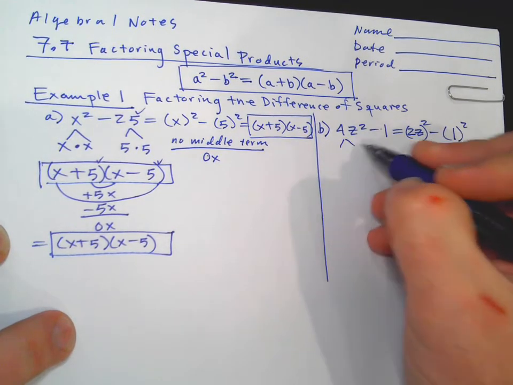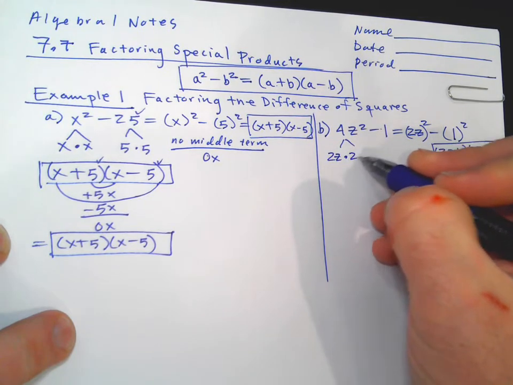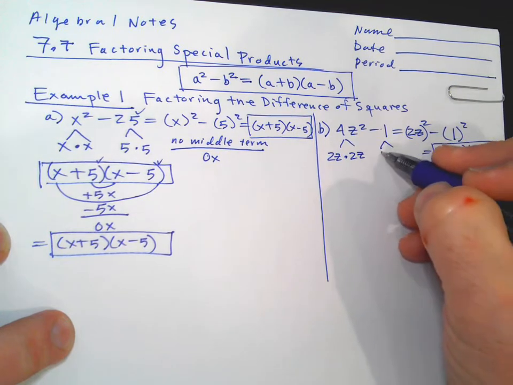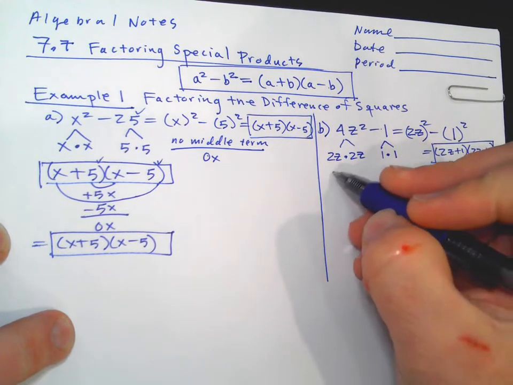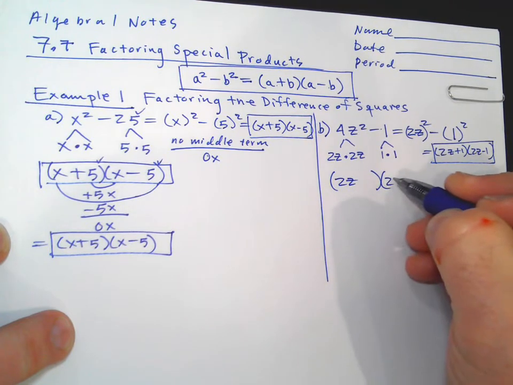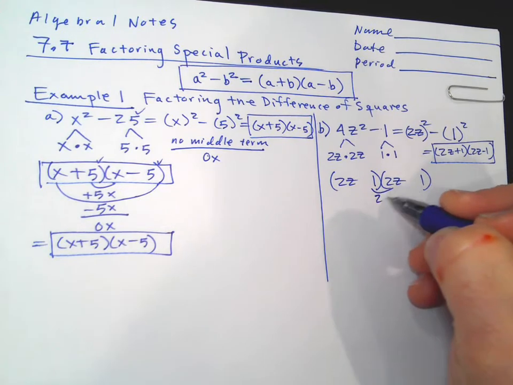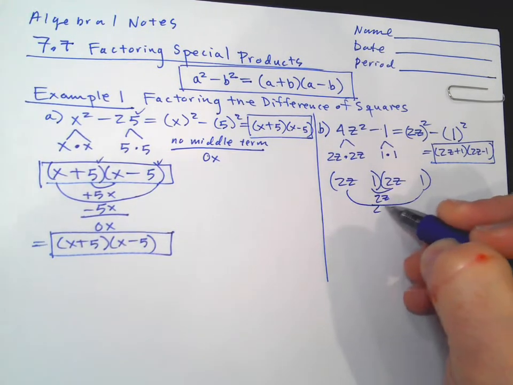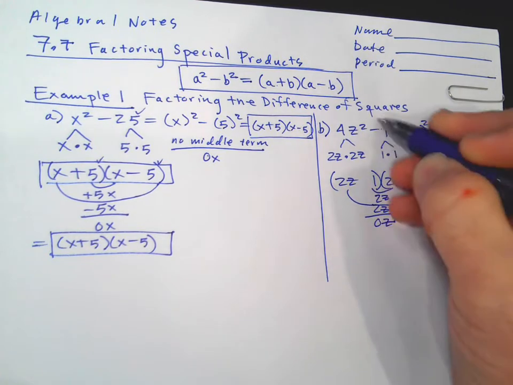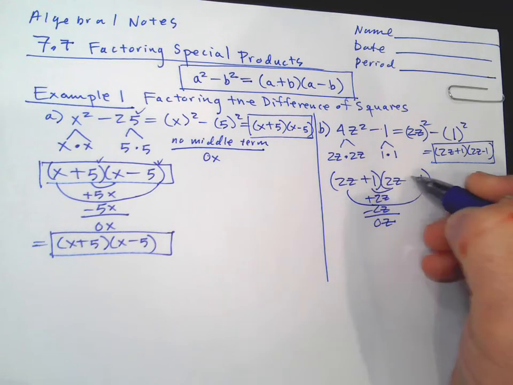But we could also do it like, well, how do we get 4z squared? And one way is 2z times 2z. You could also do 1z times 4z, but how do you get 1? 1 times 1. And so then we write our binomials, 2z, 2z, 1 and 1. That gives us 2z. That gives us 2z. Now we need 0z though, right? There's no middle term. 0z. So one's got to be positive, one's got to be negative. Plus, minus.